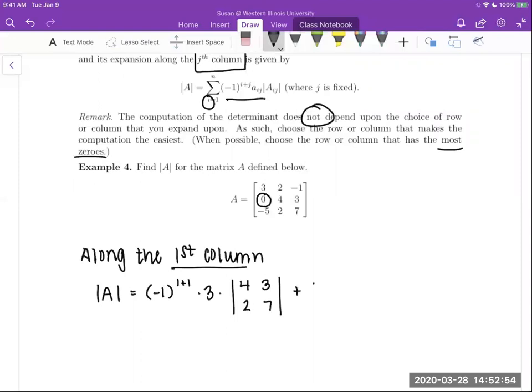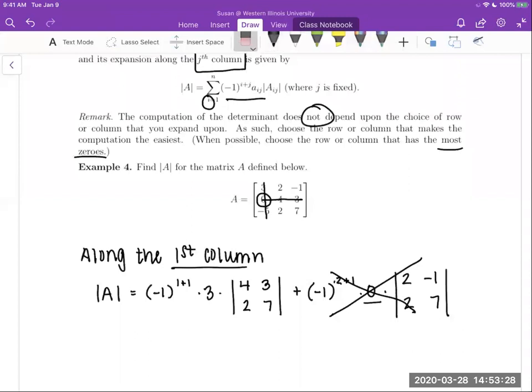Technically speaking, we would have a -1 to the i plus j. This is the second row, first column. Then our entry in that place is 0. And then our strike-through matrix would be comprised of 2, -1, 2, 7. Now, it's silly to even write this all out because we see that there's a 0 in there. So this entire term is going to 0. But I just wanted to write it out so that everybody is able to follow along.